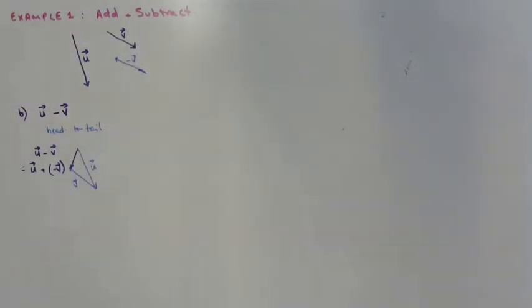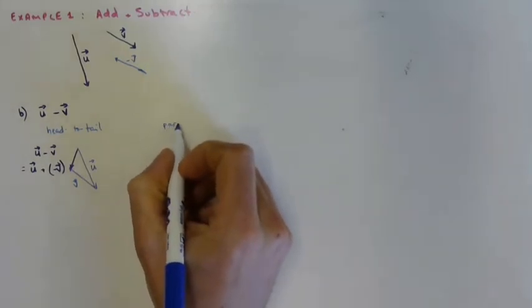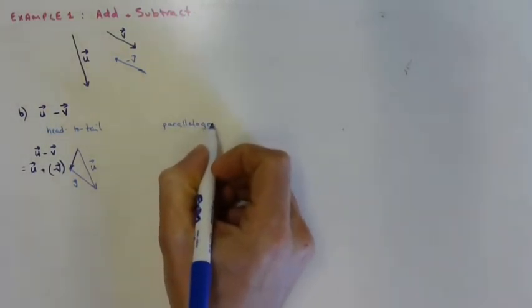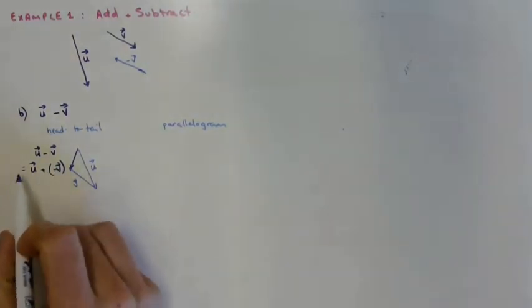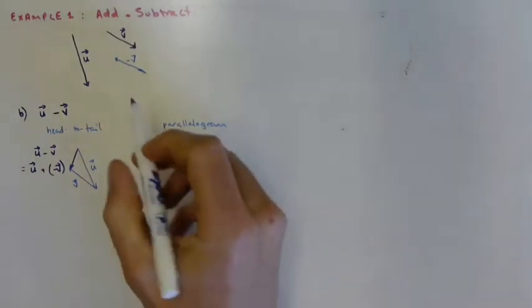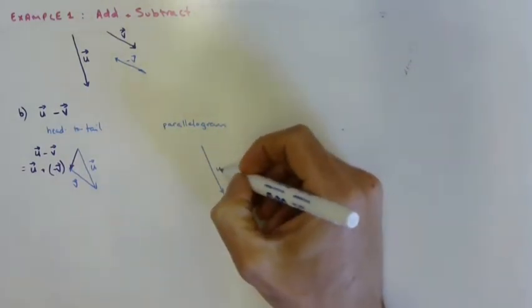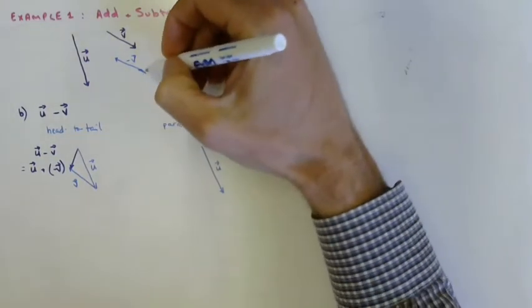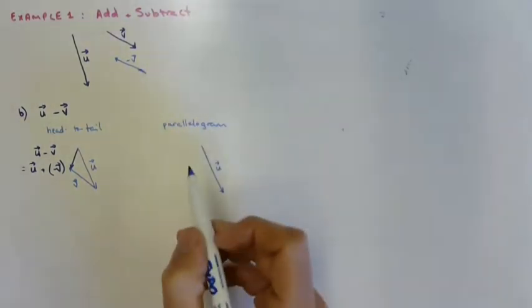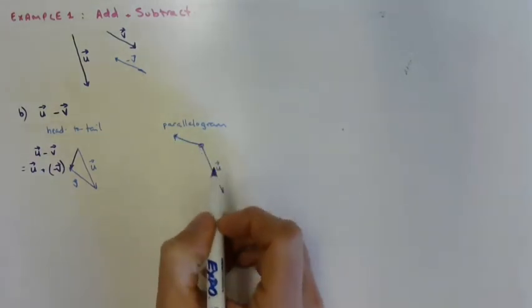All right, another option is to use the parallelogram option. So in that one, parallelogram, we're going to start the same way. We're going to actually do u plus the opposite of v, but this time instead of going head to tail, we're going to go tail to tail. So we're going to take vector u, which looks like this, and we're going to take the opposite of vector v, which looks like this, and we're sticking them tail to tail.